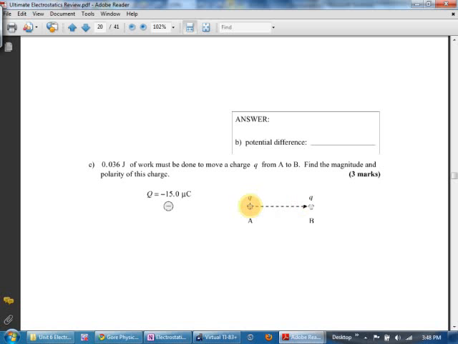Positive, yeah, because that's negative. So I already know the polarity, and I can crunch the numbers and find Q. That's on my formula. That's on my solution key.